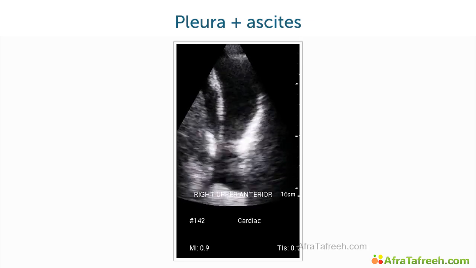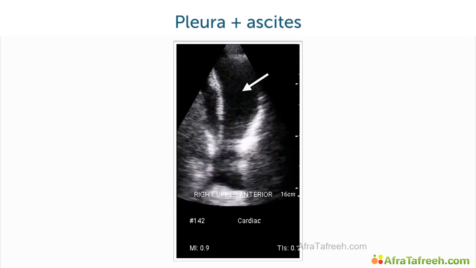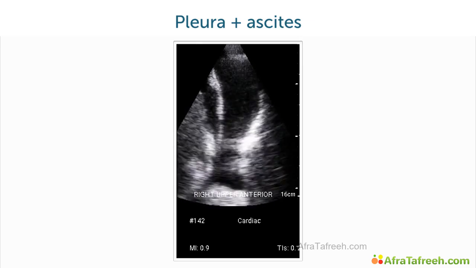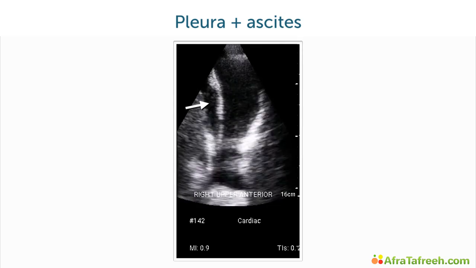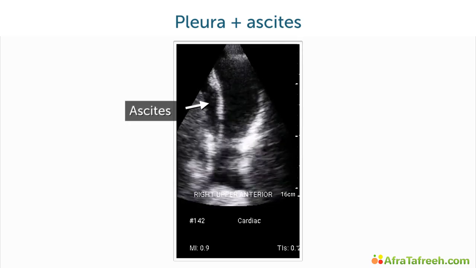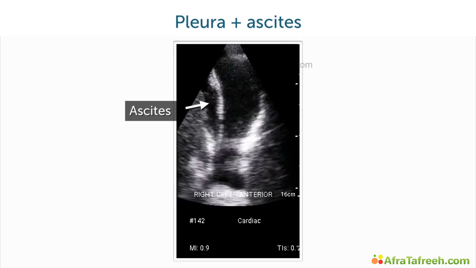I guess you will all agree that there is a pleural effusion. But if you look closely, you will see that even below the pleura, there's an echo-free space. This is ascites. So remember, sometimes you can catch both a pleural effusion and ascites at the same time.